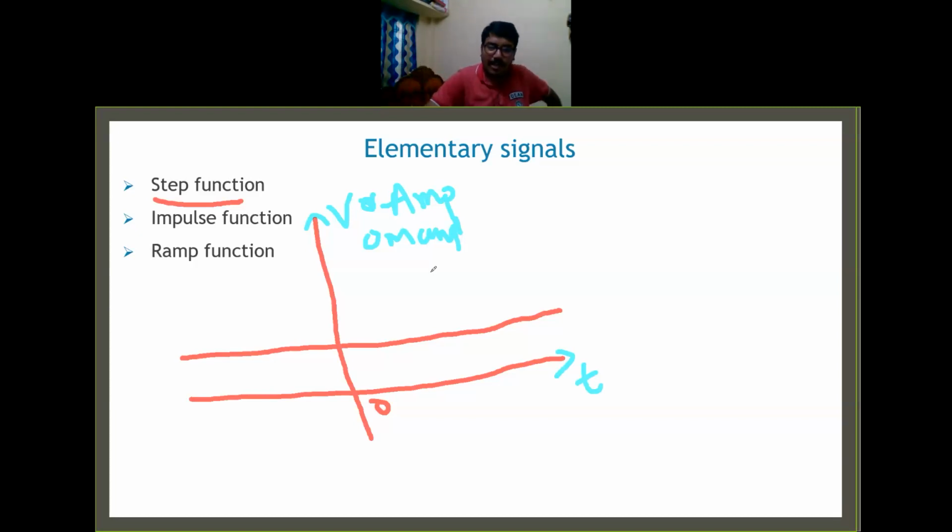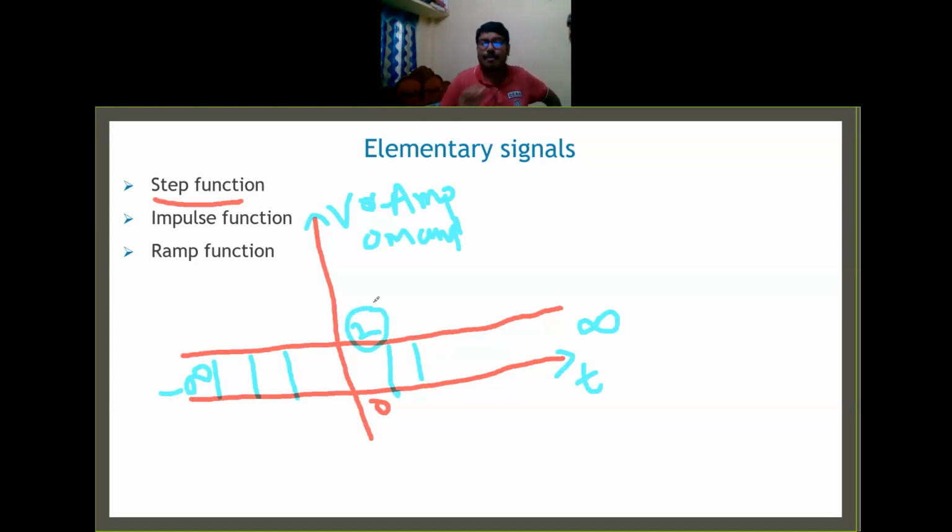Look here. The height or amplitude or voltage at every instant with respect to x is a constant. This height is constant. For example, it is 2 all over, from minus infinity to plus infinity. It is plus 2 only. This type of signal is called a step.